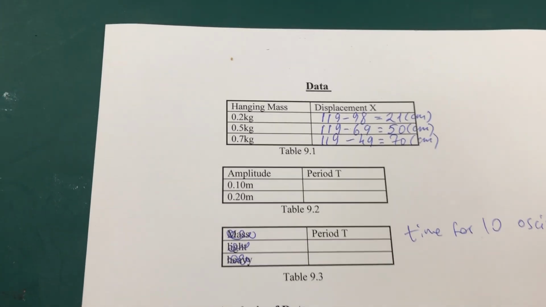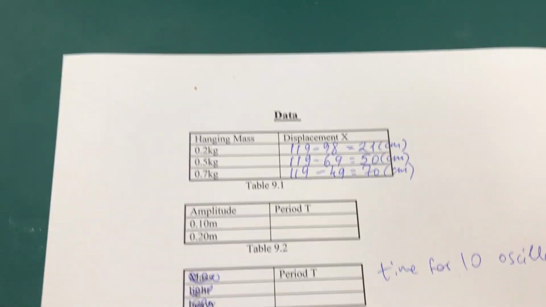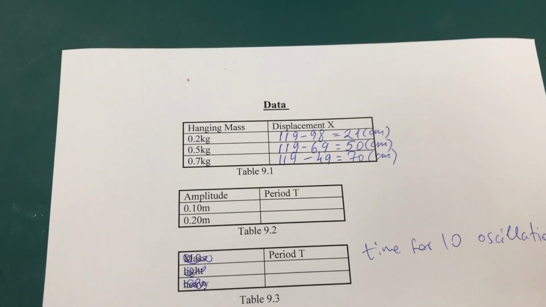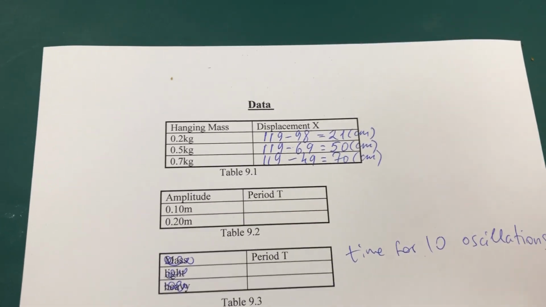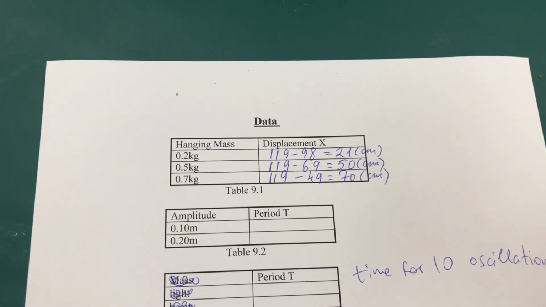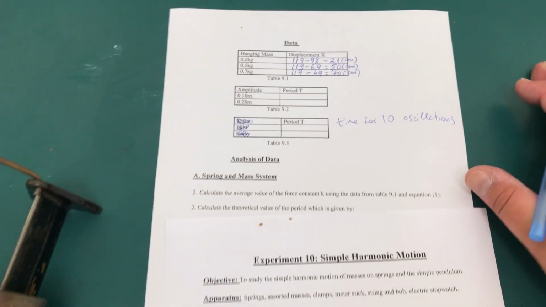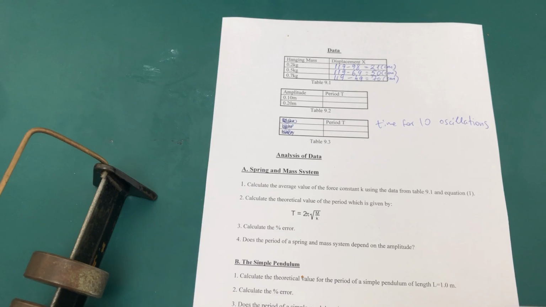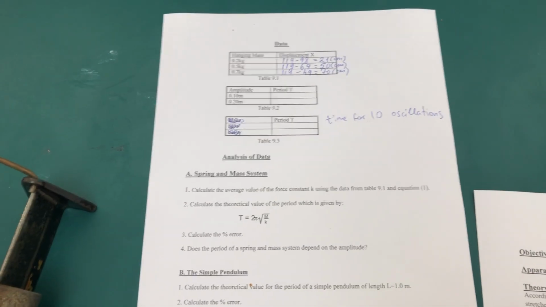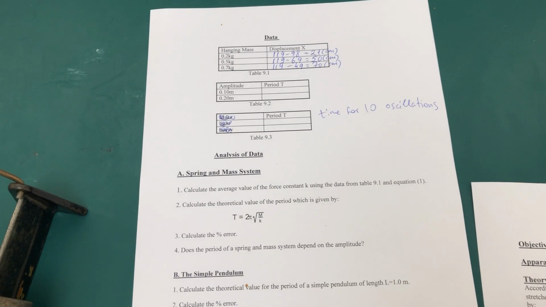So based on this data, using Hooke's law, you can easily figure out the spring constant, and it stays constant because it's constant. And we're going to use that data later for figuring out the period.